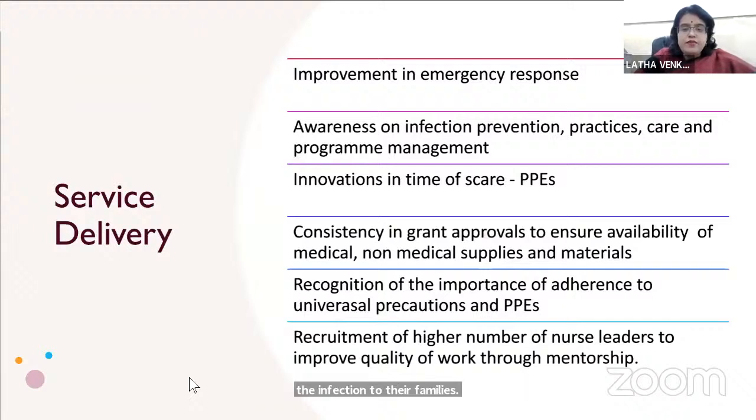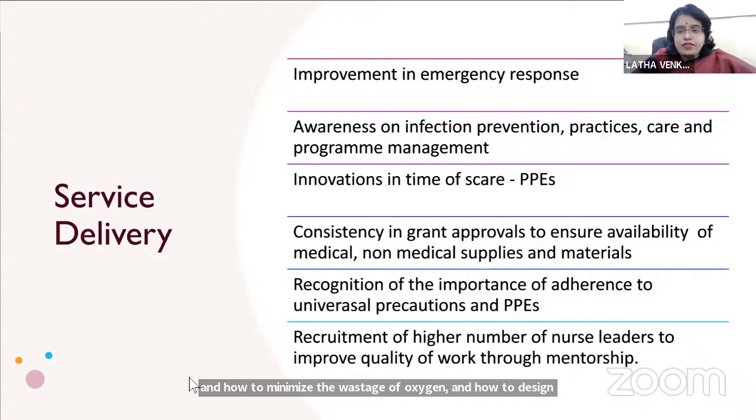And service delivery, improvement in emergency response. Suddenly you get so many people entering, there is none, and we had a crisis of oxygen, and now so many programs are designed on rational use of oxygen and how to minimize the wastage of oxygen and how to design the therapies for maximum use of oxygen in a cost effective way. All those are being done as part of the emergency response. Similarly, we have to look into many aspects of how the service delivery difficulties were managed so that we are able to provide emergency responses when a pandemic outbreaks.